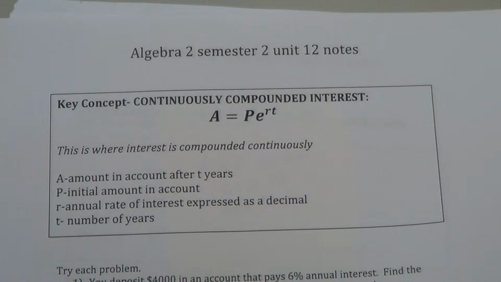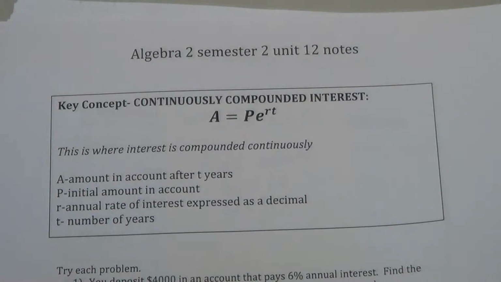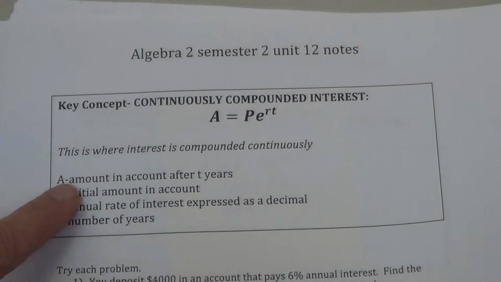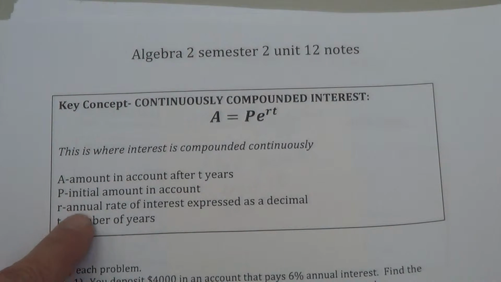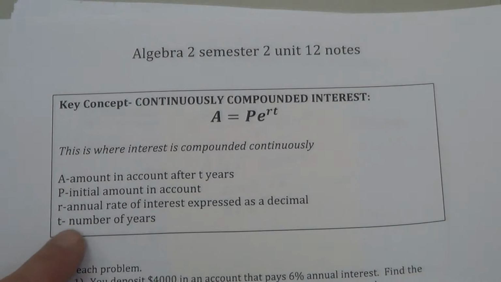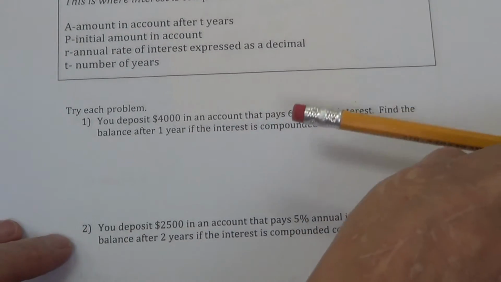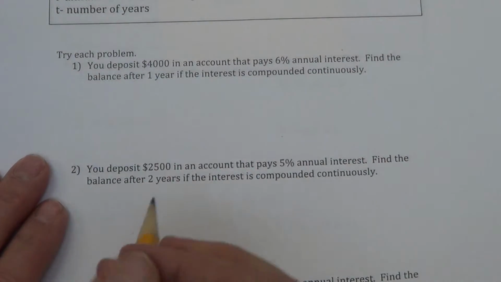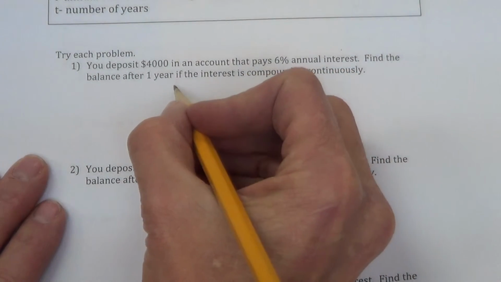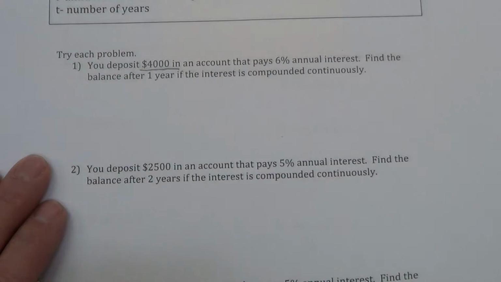But this, I call it the APERT. A equals P e to the rt. The A is the amount in the account after all the years. P is the initial amount. R is your interest rate in decimal, and T is the number of years. So a little bit easier formula than what you were using in the last session with the quarterly and the daily compounded.